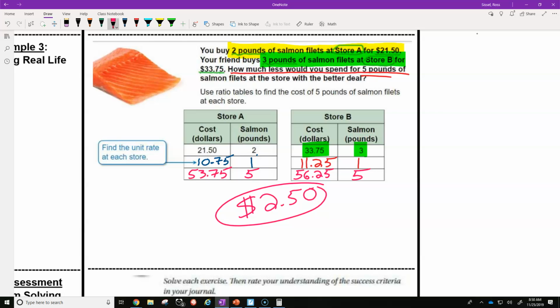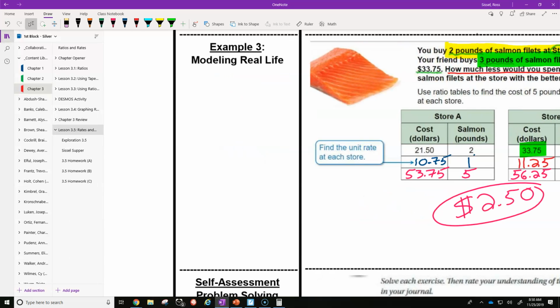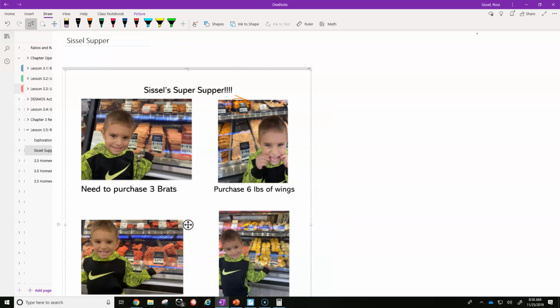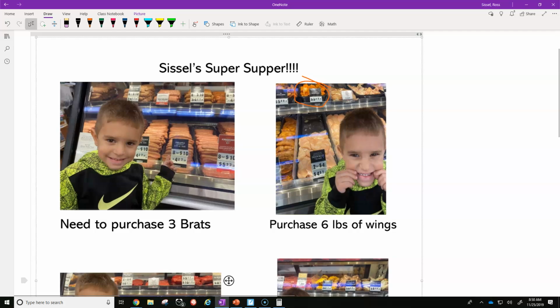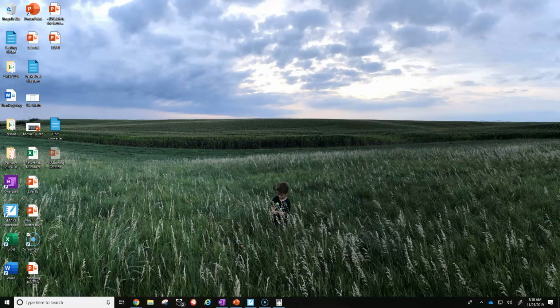All right, before we go, I want us to try this assignment. So flip your papers to the back of your notes. At the top of it, write Sissel's Supper. It's actually Sissel's Super Supper. You know what? I don't think we're going to have time to do this.